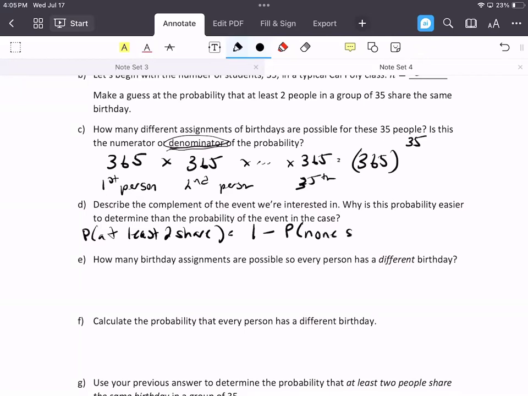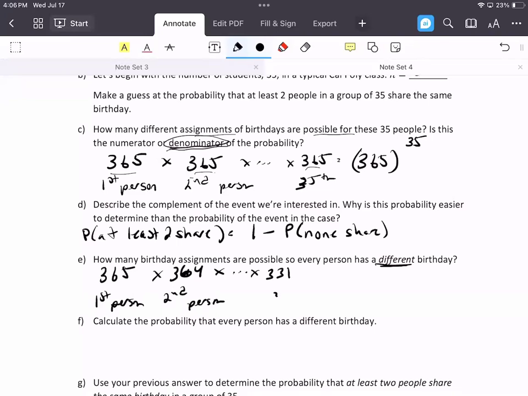So that none share. Okay, so how many birthday assignments are possible so everyone has a different birthday? At first here, we want to know the different assignments of birthdays that are possible, and each person could choose any one of the 365 days. Now, we don't want a duplicate. So the first person would have 365 days they could choose from. What is the next person going to have? Hopefully you think, well, the first person's chosen their day, so there's only 364 left. And we're going to go all the way down to 331 for that 35th person.